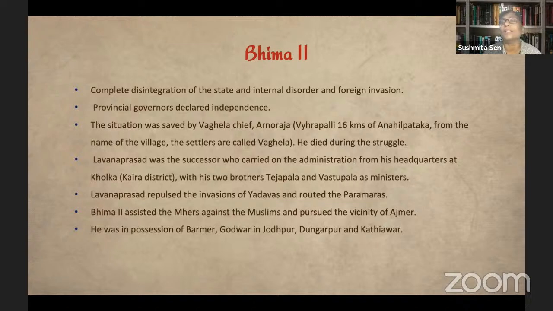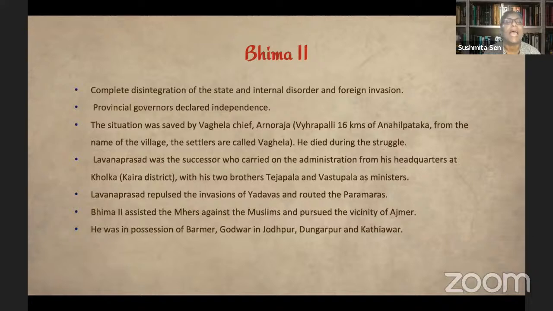And slowly the kingdom started disintegrating. There were disorders, internal disputes, and civil wars, and the provincial governors were declaring themselves independent. And one of them was the Waghela chief, who was very loyal to him. Though Arno Raja, the Waghela chief, tried to save the kingdom, he died in one of the battles.